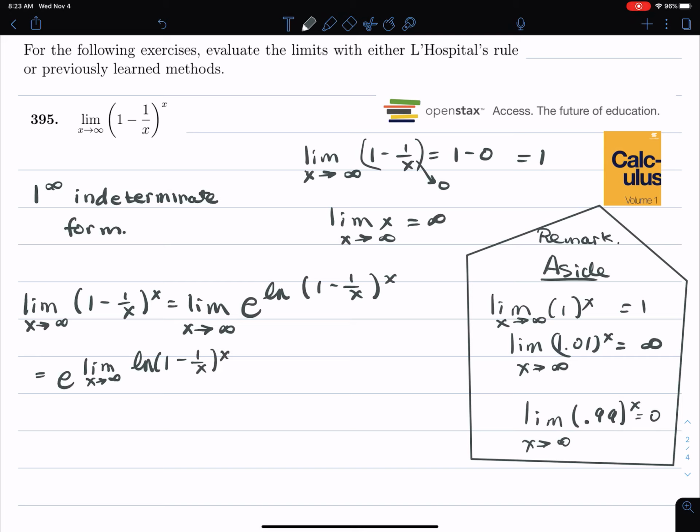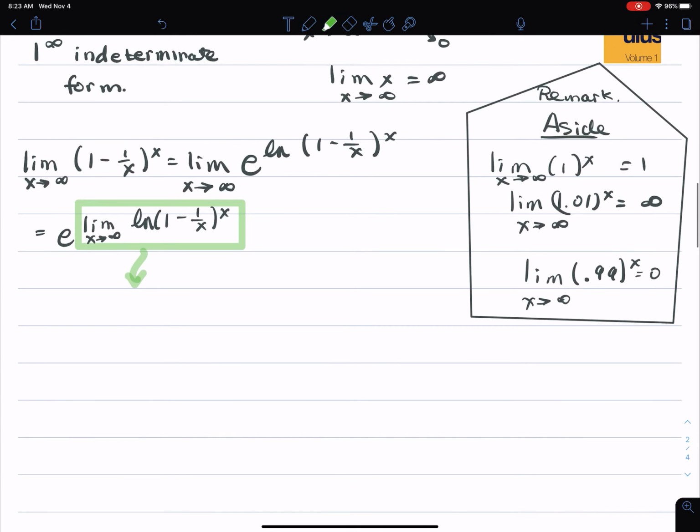I'm simply going to find the limit of this ln part here, the ln of (1 minus 1 over x) to the x. I'm going to figure out what that is, and say the answer is 5, then I'll put all that stuff in the green box. If the limit's 5, then my answer is e to the 5 power. If the answer in that green box is 7, then my final answer is e to the 7th power.